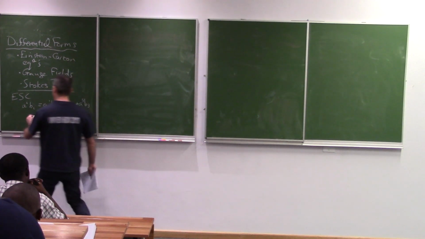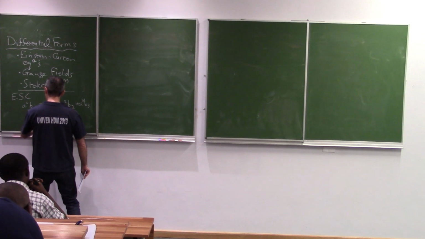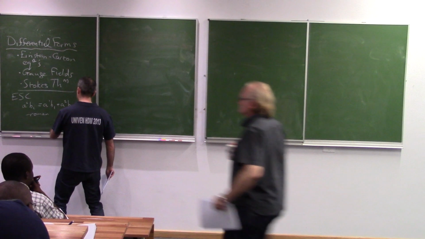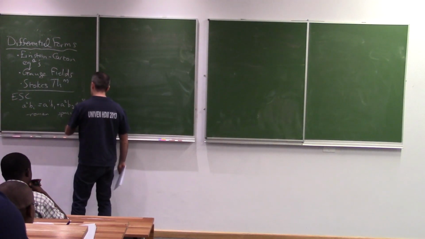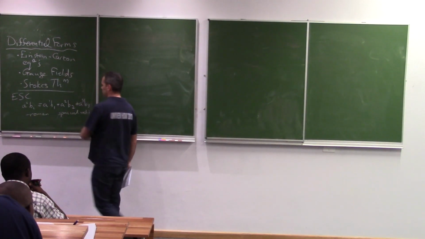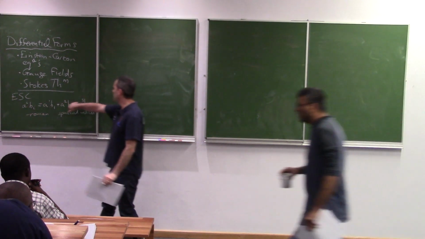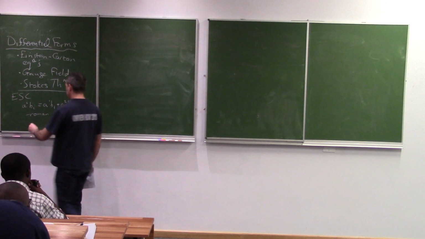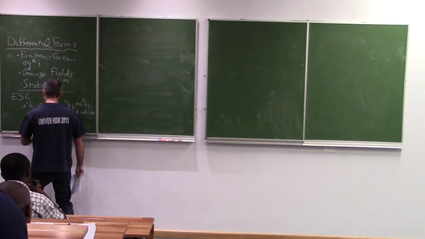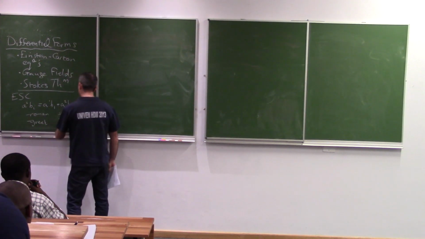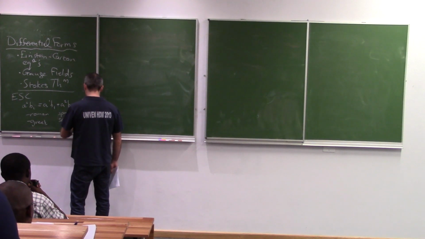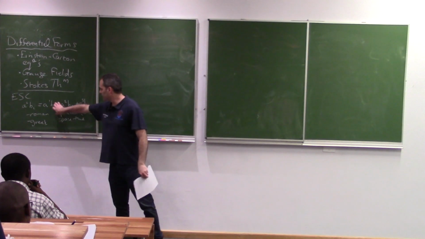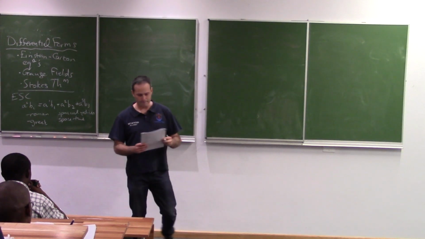Good. The notation I'm going to be using is very common. Roman letters will be spatial indices, so the sum goes over the spatial indices, and Greek letters will go over space-time. So if I have repeated Greek indices, I'll also include a sum over the time coordinate.